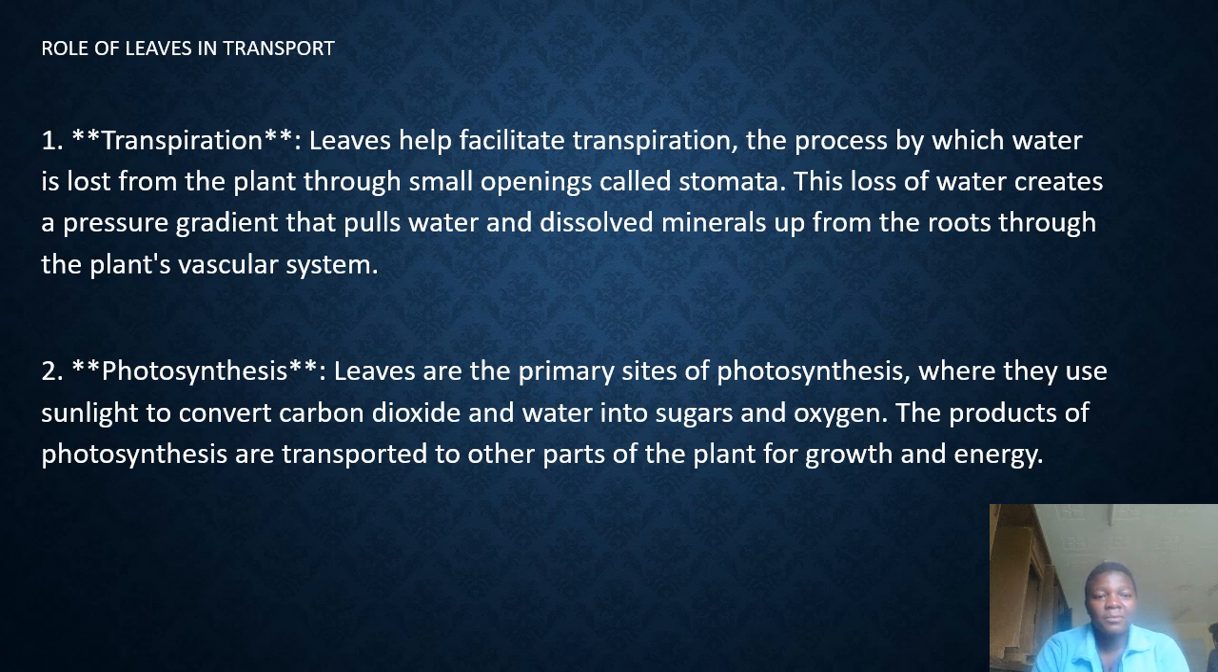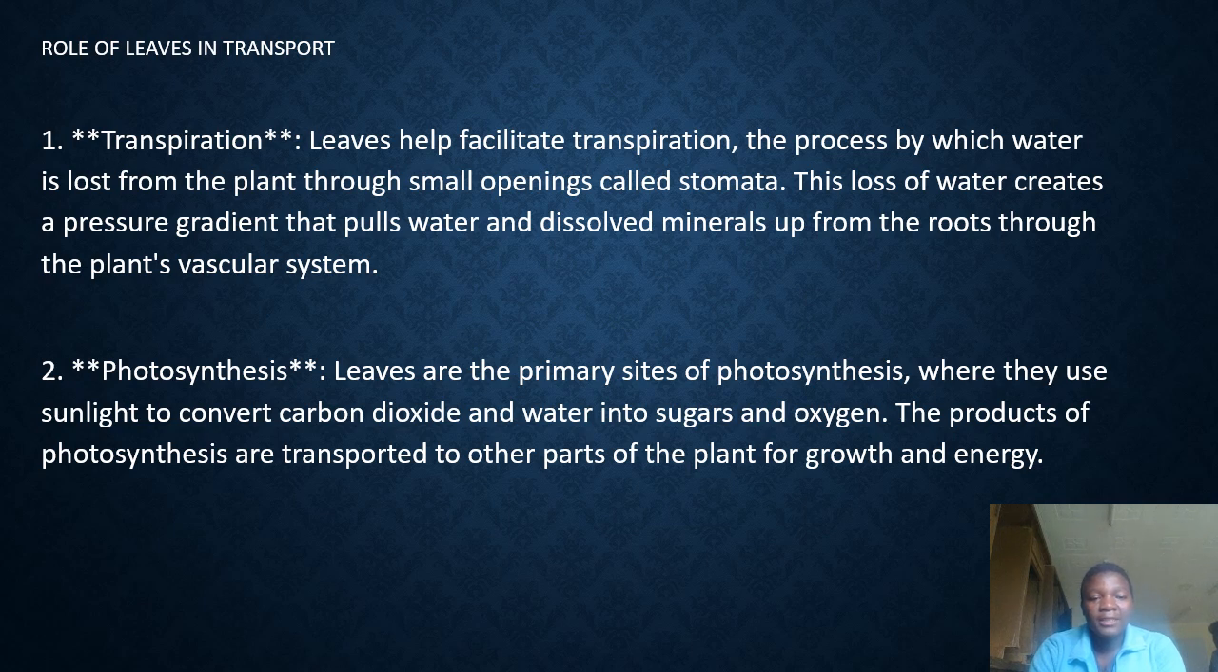The next part we are going to handle is about the role of leaves in transport, and the first role is transpiration. Leaves help facilitate transpiration, and we find that transpiration can be defined as the process by which water is lost from the plants through small openings called stomata. The loss of water creates a pressure gradient that pulls water and dissolved minerals up from the roots through the plant's vascular system. Previously, we've learned about the xylem and about the structure and what aids in transport.